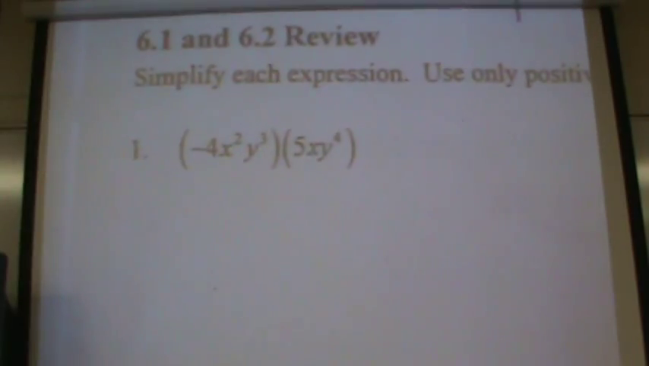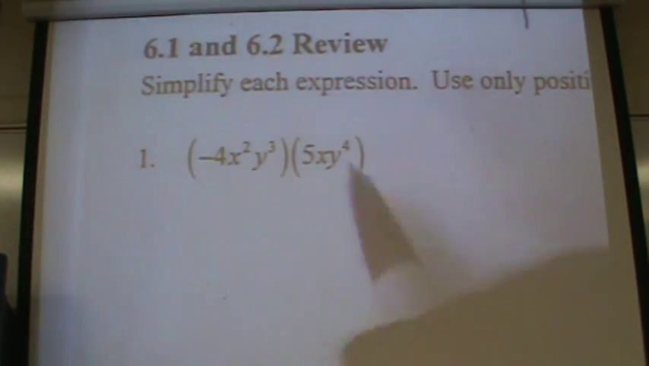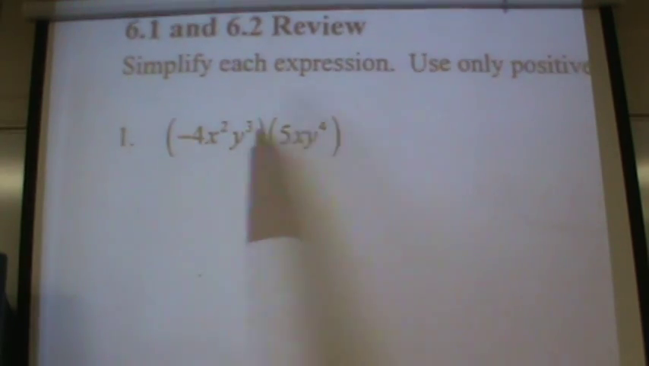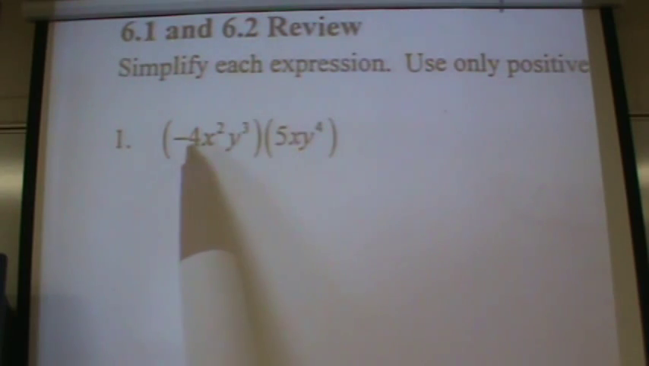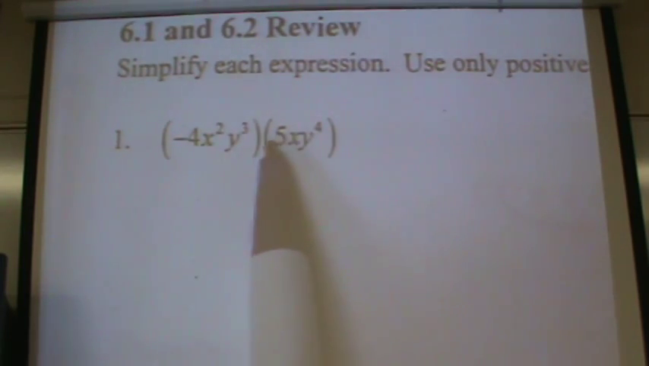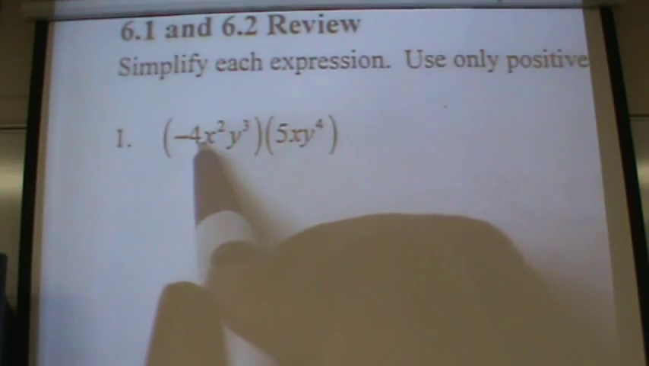Okay, now we're going to do a little review on positive and negative exponents. This is from 6.1. Do you remember what to do if you're multiplying and the bases are the same? What do I do with the coefficients, negative 4 and 5? Do I add them? Do I subtract them? Do I multiply them? What do you think you're going to do?